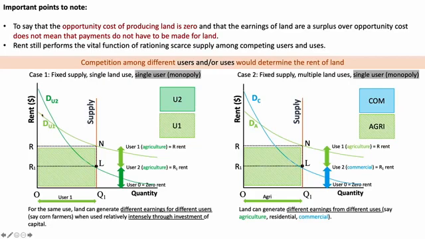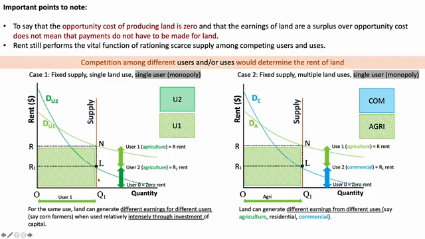So let's focus on DU1, the demand curve. DU1 intersects with the supply curve at point N. And if DU1 is the use for which the user is willing to use the land, then the earning for user 1 from agricultural use would be R, read on the y-axis corresponding to point N, and the quantity Q1 is fully used for generating this kind of rent, R.